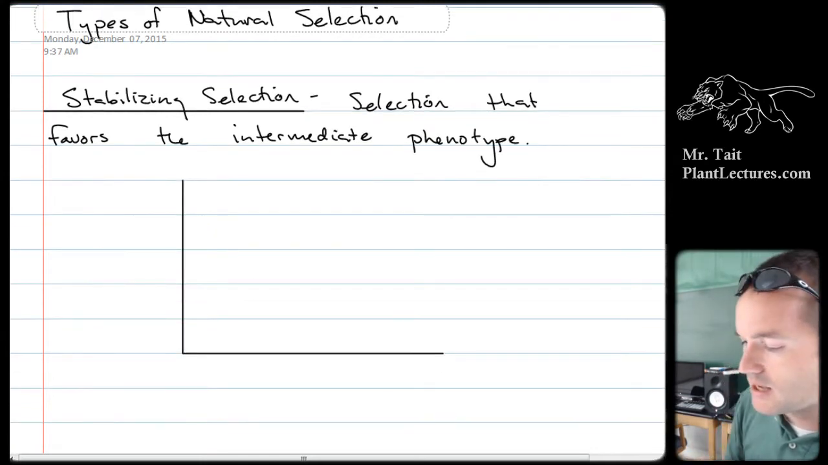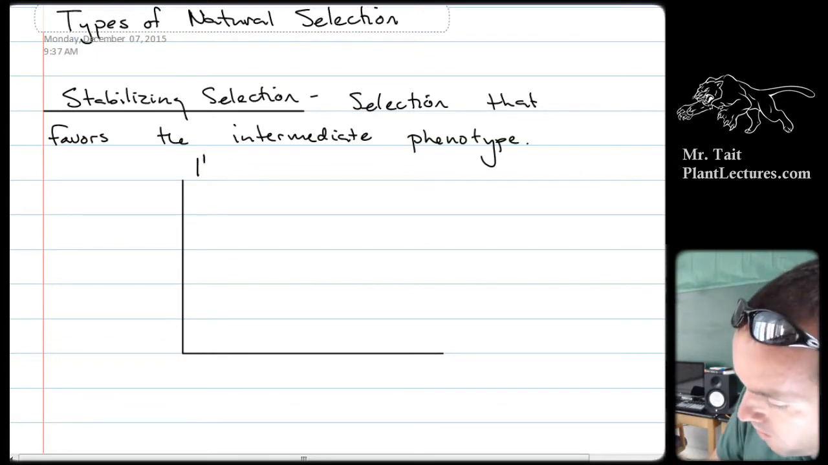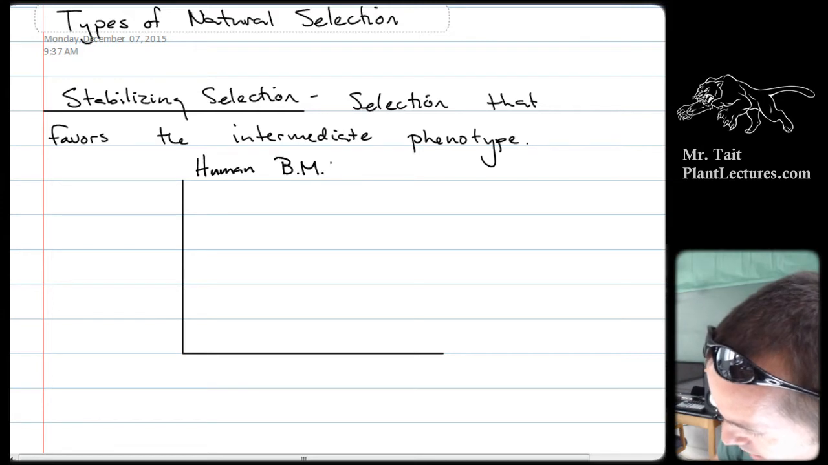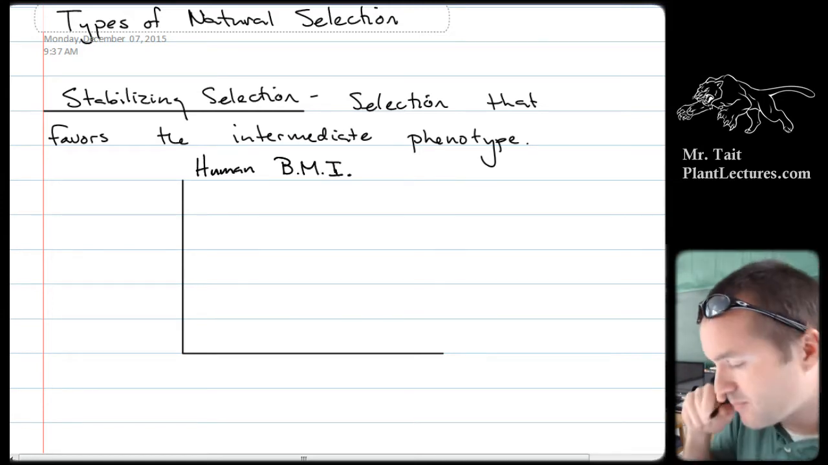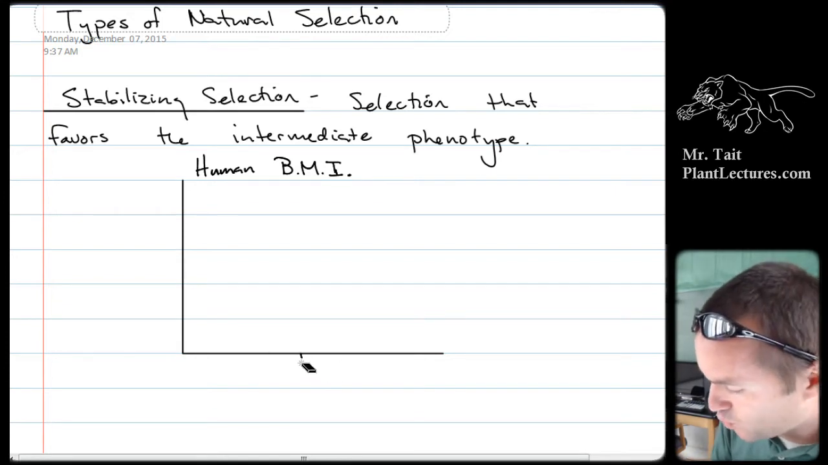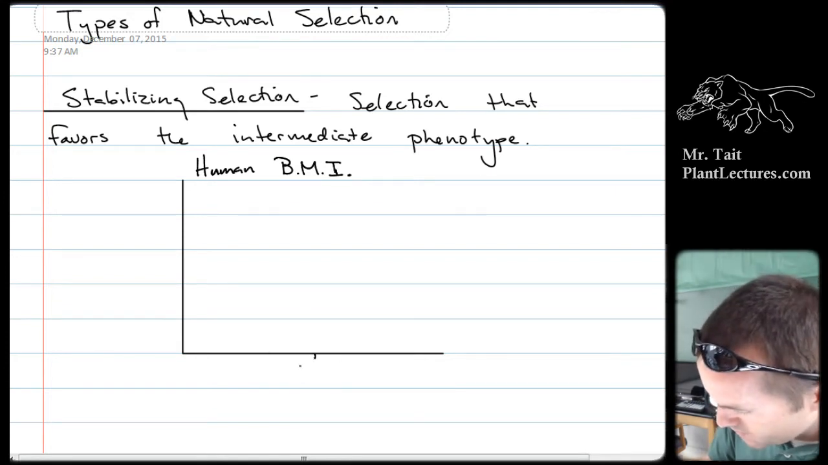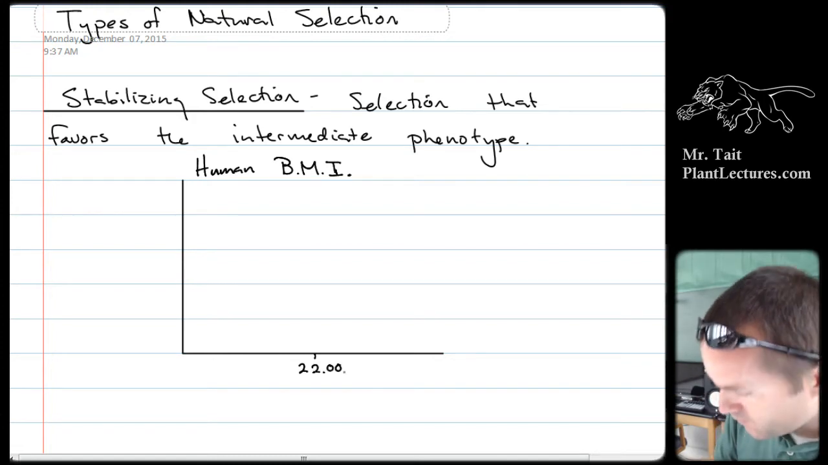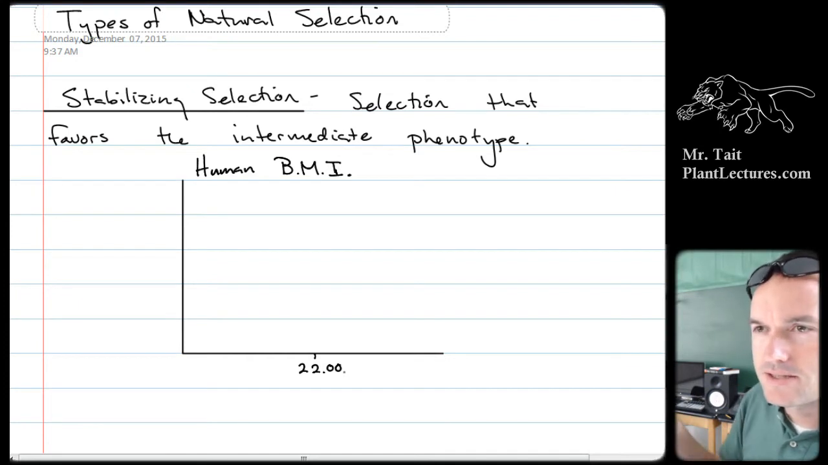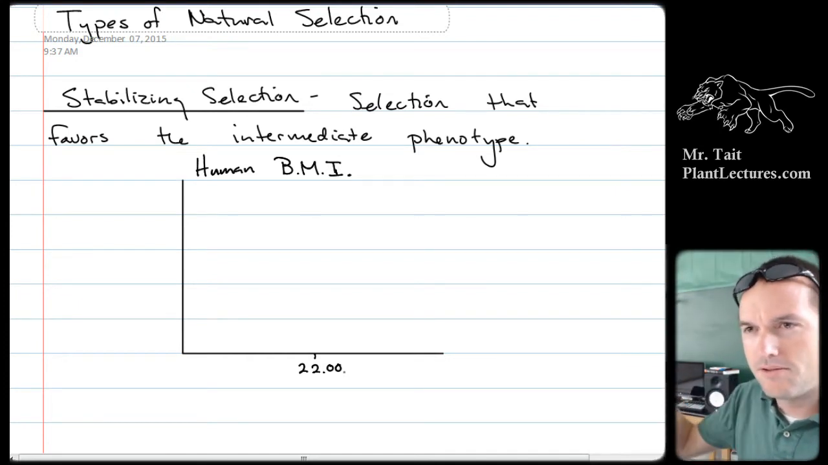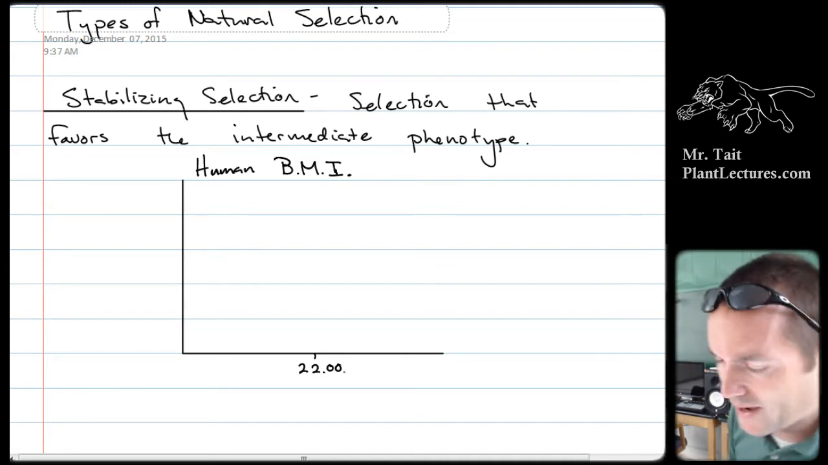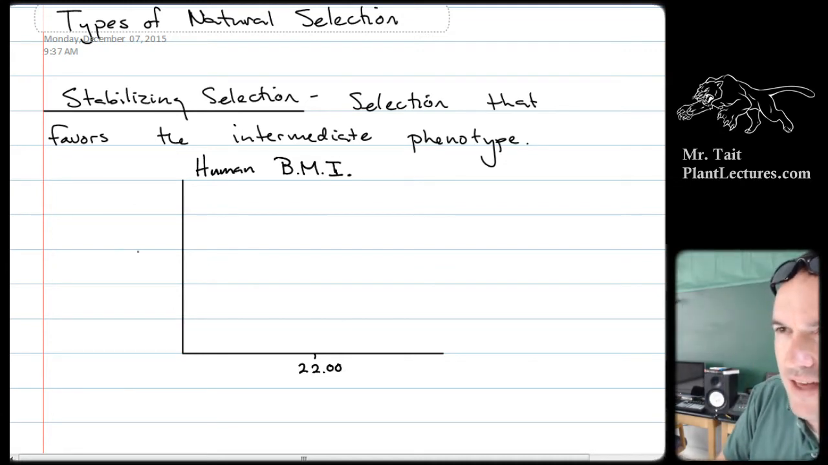So a good example of this would be human BMI, which is body mass index. Okay, so the average body mass index is 22. The way that you find body mass index is you take your height and your weight, and you do some fancy calculation with it after that. But it's mostly just the ratio of your height to your weight. And I also think your age is involved in that, some other stuff.